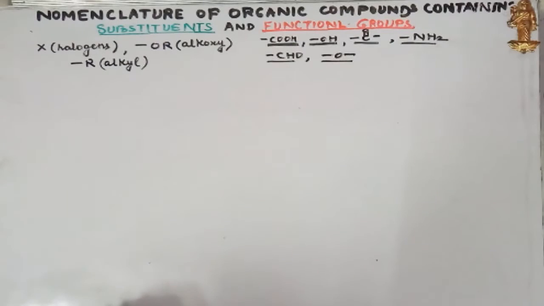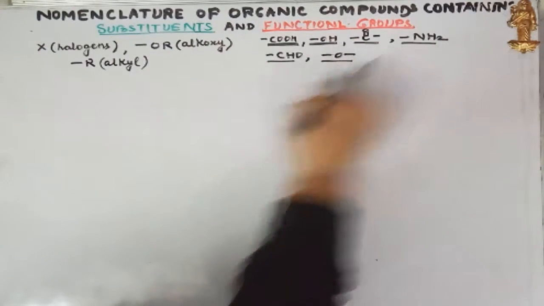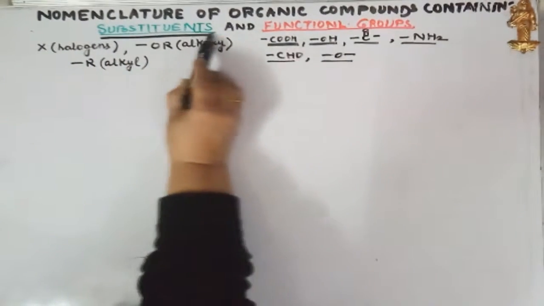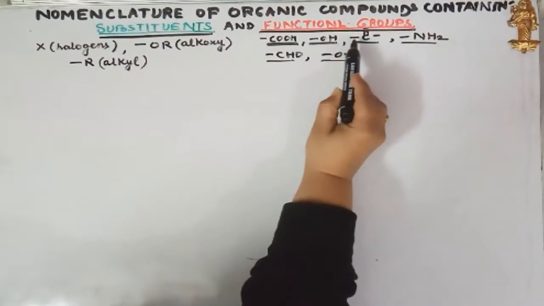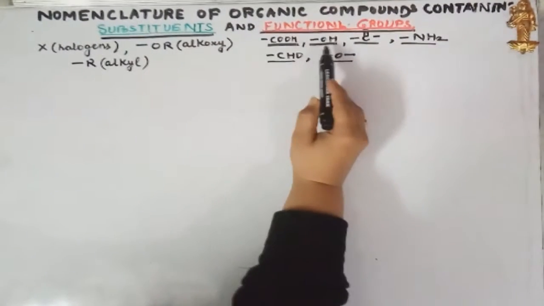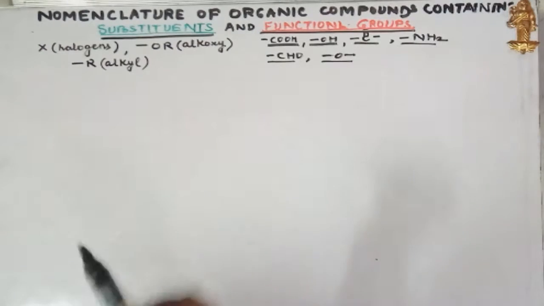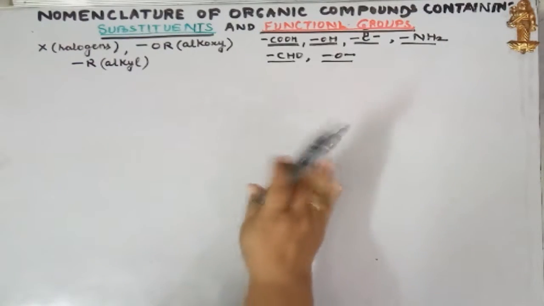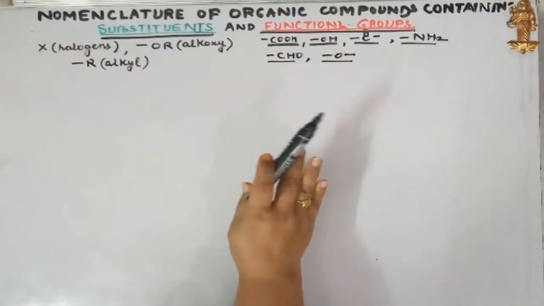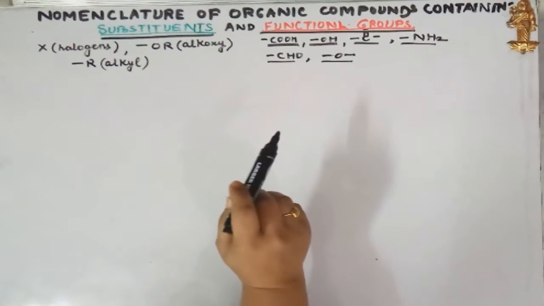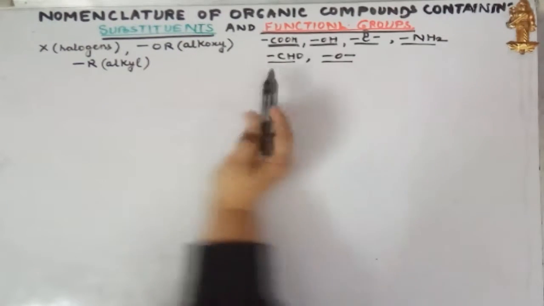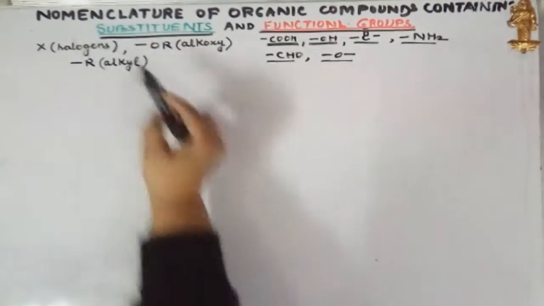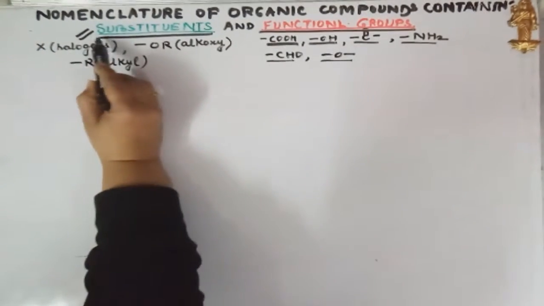Hello students, today I am going to take a new topic, that is nomenclature of organic compounds containing substituents and the functional group in them. I hope you remember the functional groups: carboxylic acid group, alcohol, ketones, aldehyde, amines and many more. These are the groups of atoms which give the special property to the organic compound, but sometimes some other atoms other than these are also present in the compound, and these are known as substituents.